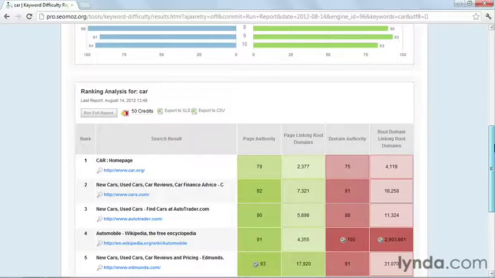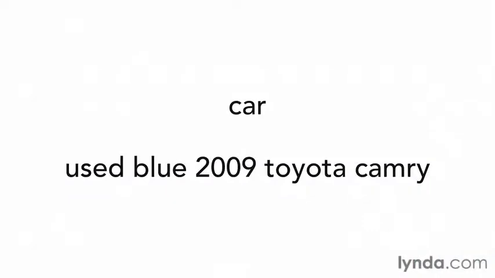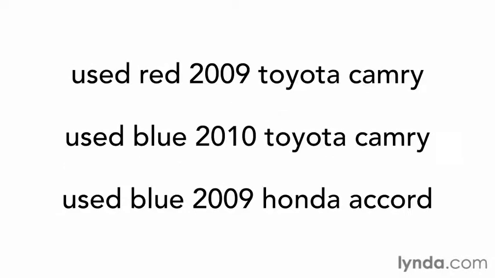Let's tie it all together by going back to our car example, where we looked at car versus used blue 2009 Toyota Camry. We might find that there are lots and lots of these specific types of keywords that don't get a lot of volume, but are very relevant to our used car dealership, and not very competitive. Keywords like used red 2009 Toyota Camry, or used blue 2010 Toyota Camry, or used blue 2009 Honda Accord might not give us a lot of volume by themselves, but taken together, we could be attracting lots and lots of relevant, likely to convert visitors to our website.